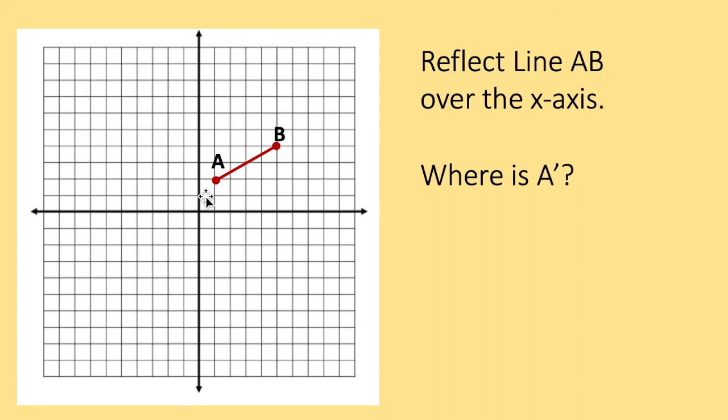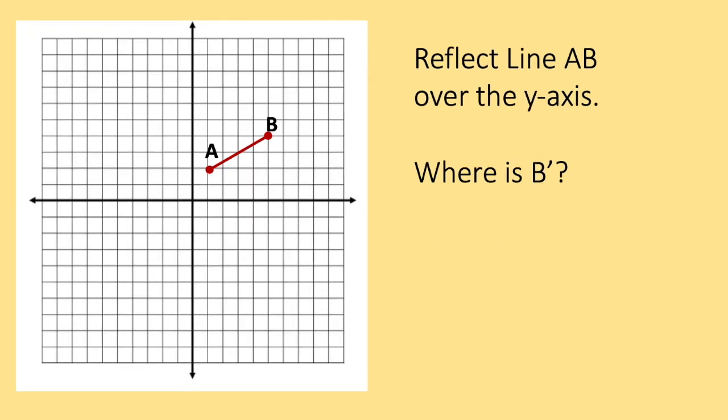Now we're going to reflect line AB over the x-axis. This is asking where A prime would be. So if A is reflected over the x-axis, this axis here, it's going to be the same distance away from the x-axis that it was originally. So since this point A is 2 units away from the x-axis, it's going to be 2 units away from the x-axis here. So A is going to be at 1 because it didn't move anywhere across the x-axis, it only moved across the y-axis. So it's going to be at 1, negative 2.